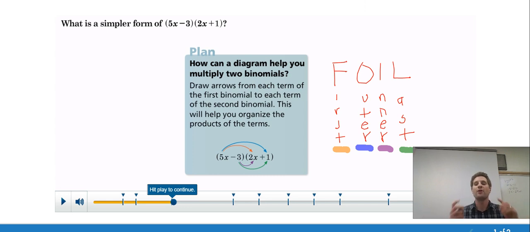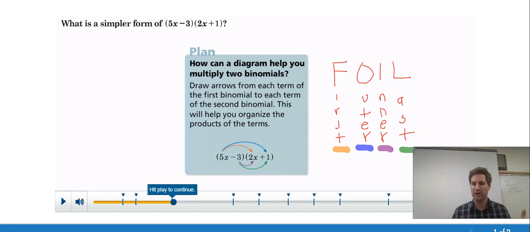I use FOIL when I do math here with binomials and binomials because I've been doing it for such a long time, I can do it very quickly in my head. What I'm going to recommend is that we don't use FOIL, that we start out with the box method until we get really confident, and then if we get confident, then we can use this method instead. It's a little bit faster, you don't have to write it out, and you can start doing it quickly.